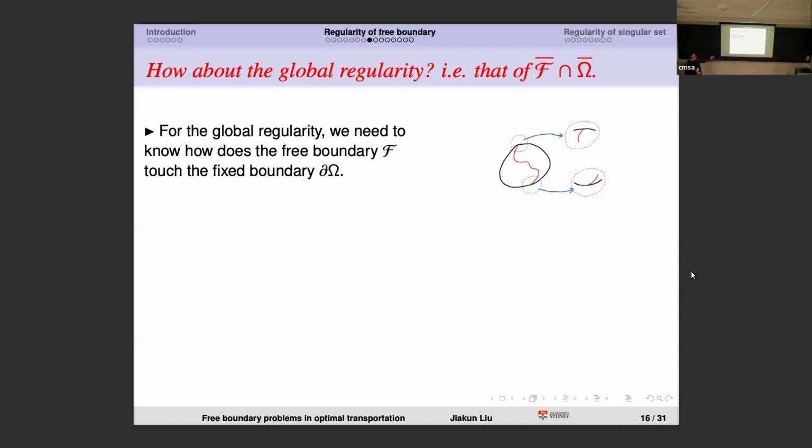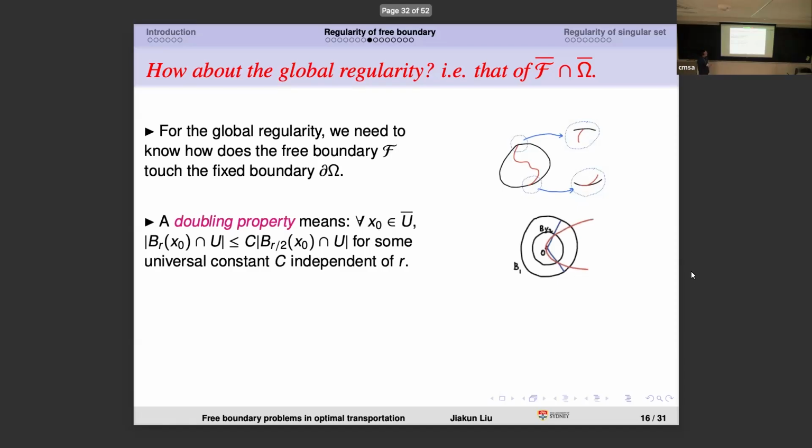So we're trying to understand which is the case, and why do we care about the cusp or transversality? That's because in order to study regularity of the Monge-Ampère pair, we know that the doubling property is crucial. So what does the doubling property mean? If you have a domain, you look at a boundary point, and you use a ball to bite the domain. After you bite the domain, you have a volume. Then you use a smaller ball, a half ball, to bite the domain. You have another volume. The doubling property says the volume cut by the ball is bounded from above by the volume cut by the half ball, with a uniform constant.